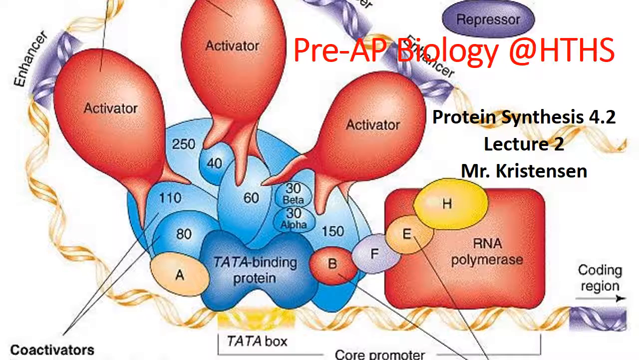Now, the picture you're looking at is actually a transcription complex that we would find in a eukaryotic organism such as yourself. I want you to see that there are these activators and all these purple and blue blobs with numbers on them. All of those are individual proteins that come together to allow RNA polymerase to make the copy of the DNA.